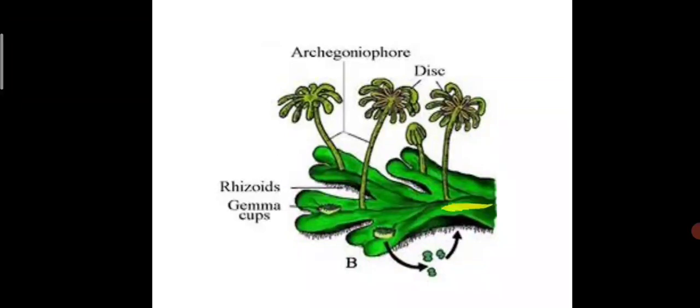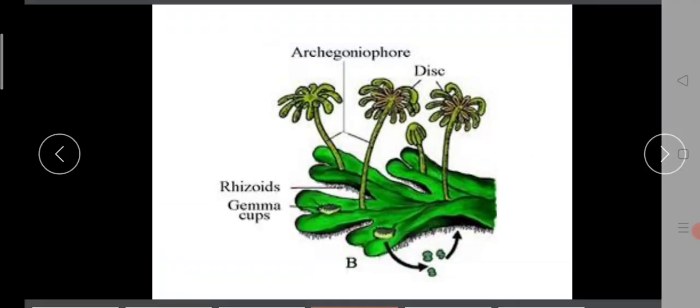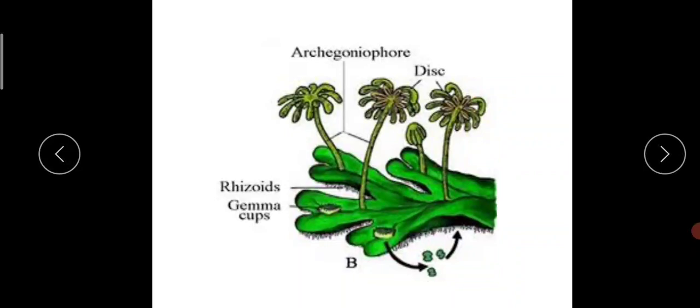As you can see, this is a Marchantia thallus, and from this thallus arises a stalk, and this is the disc. This disc will have around 8 lobes, and in each of the lobes the archegonia are arranged acropetally. What is acropetal succession? You know that, I hope. So they are arranged acropetally in these lobes, in this central disc.